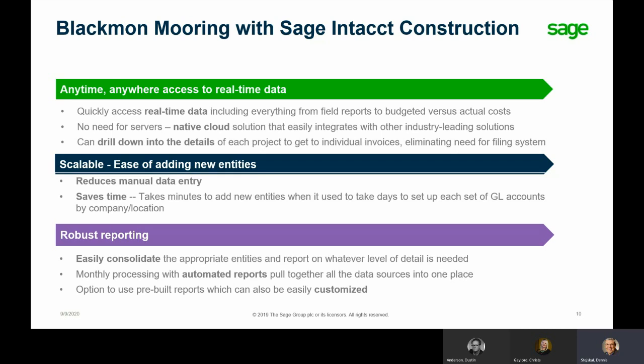And Gary just loves that we don't have to deal with servers anymore. We're in this true native cloud environment. Blackmon Mooring is a growing company. They needed something that would allow them to scale. Some of the things that are allowing them to do that are the ease of adding new entities, the reduction of manual data entry, and just that whole ability to scale the business up without adding people.